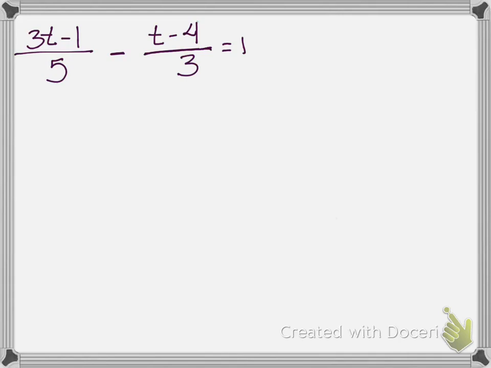3t minus 1 over 5 minus t minus 4 over 3 equals 1. Okay? This is one of the ones that's challenging to students. The reason that it's challenging to students is because of that subtraction sign. I like to deal with that subtraction sign first and get it out of the way. I just want to know that I've dealt with that subtraction sign.